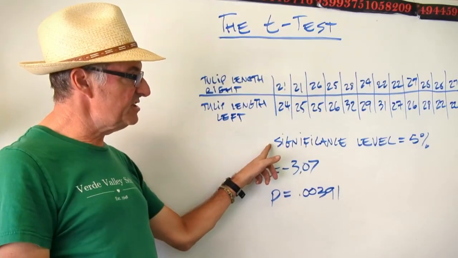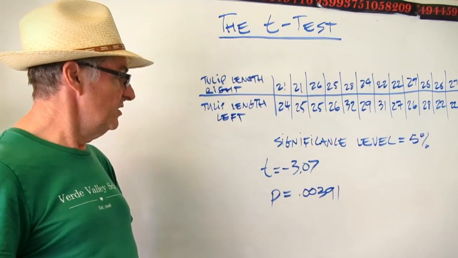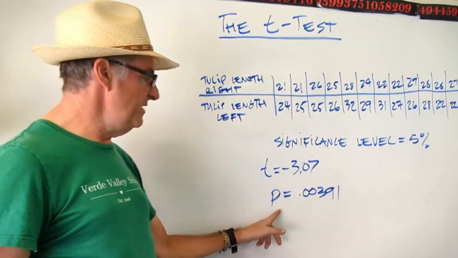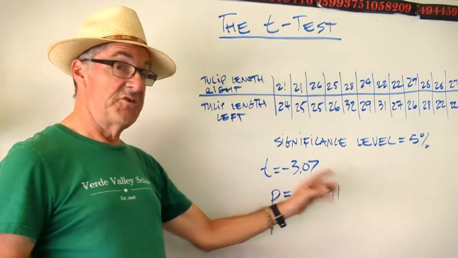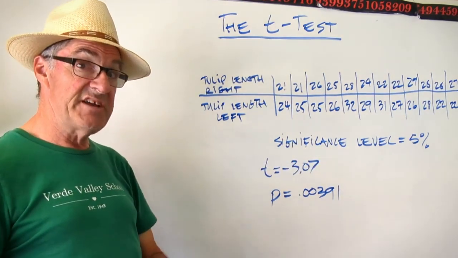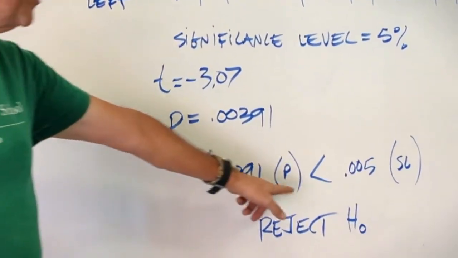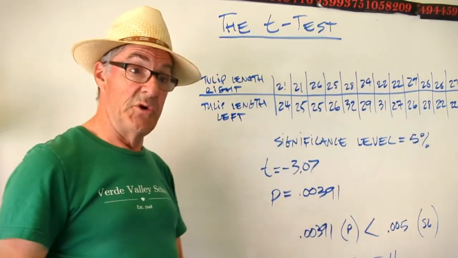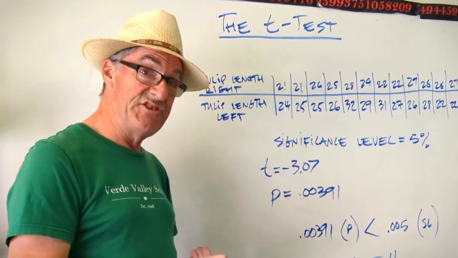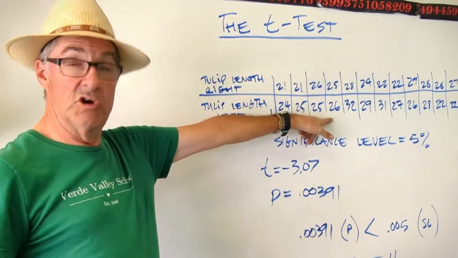All right, I gave you a significance level of 5%. That's a very common significance level, as you've seen as we worked our way through this chapter. So when I do this in my calculator, my t is minus 3.07, and my p-value is 0.00391. So now I want you to compare your p-value to your significance level and tell me, can you reject H0 or not? What I get is my p-value is less than my significance level, so it doesn't pass the significance level. If you remember from previous lessons, that means we can reject H0, and we can say that there is a meaningful difference between these two groups of tulips.